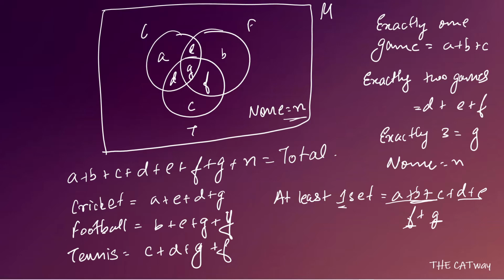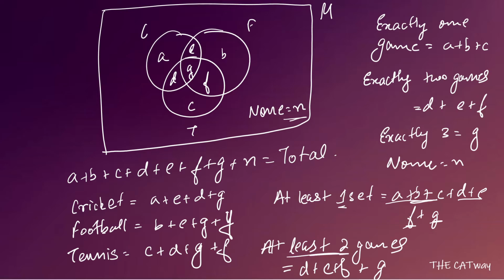Similarly, when we talk about at least two games, we add people who play two games, that is d, e, and f, and people who play three games, that is g, because at least two means people who are playing two games as well as people who are playing three games.